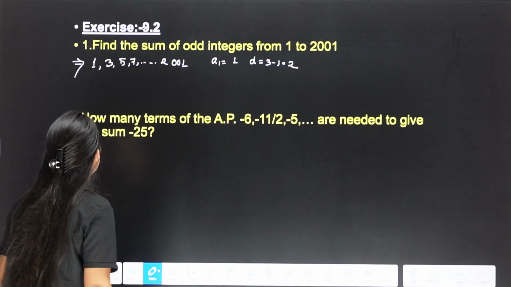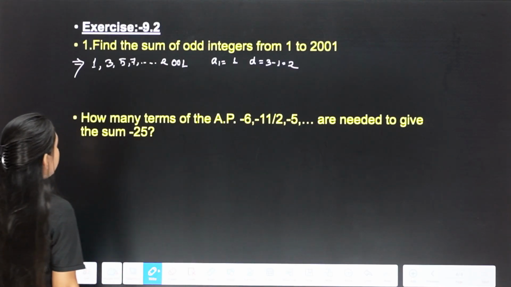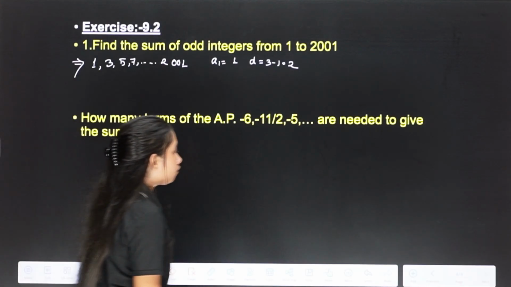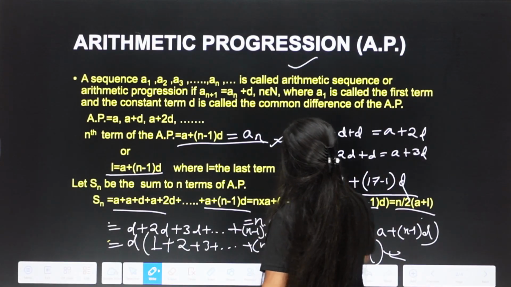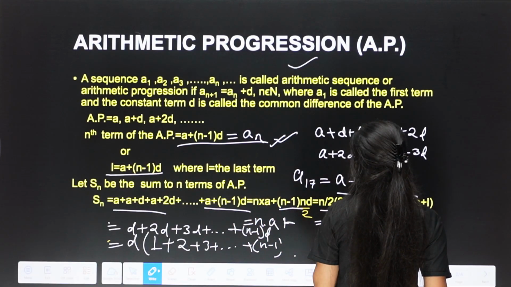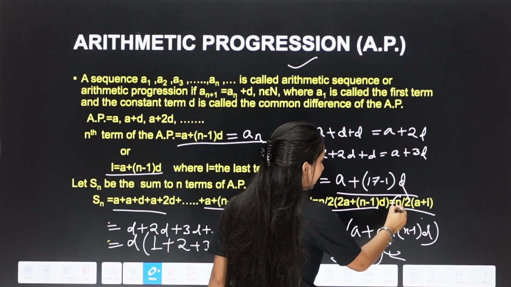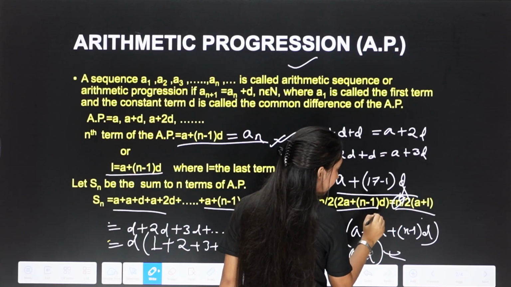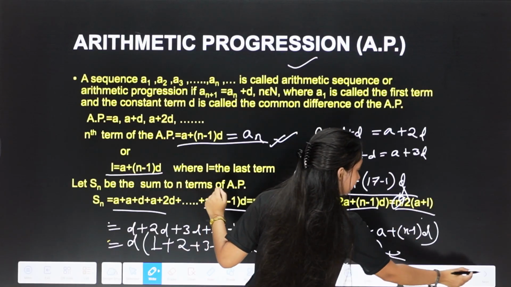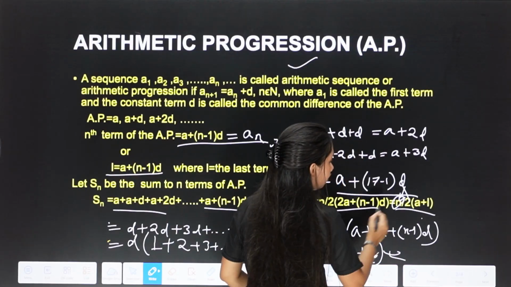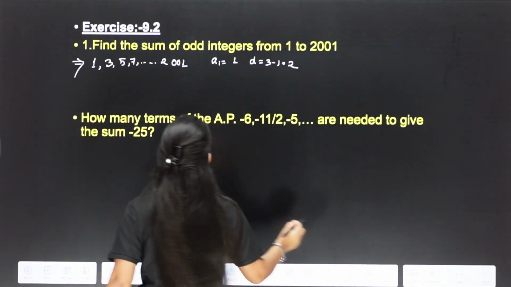So we are asked to find the sum of odd integers. So first of all we will use this formula to find the number of terms present in the sequence. Then we will use this formula, that is first we will find n and then we will put the value of n. Then we already have the first term that is 1 and we have the last term that is 2001. So we will then simplify it.